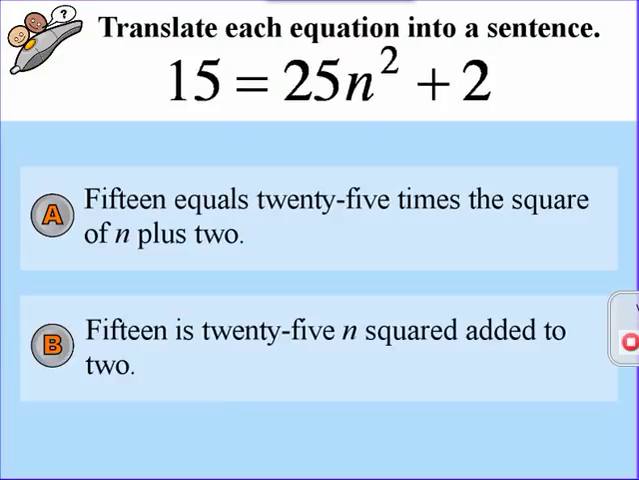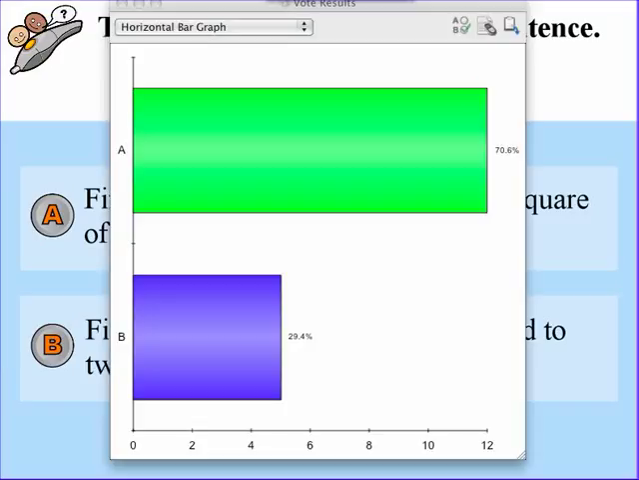Okay, here we go. Another one. 15 equals 25n squared plus 2. This one should be 100 now, too. It should be, anyway. Well, we'll see. The answer is A.